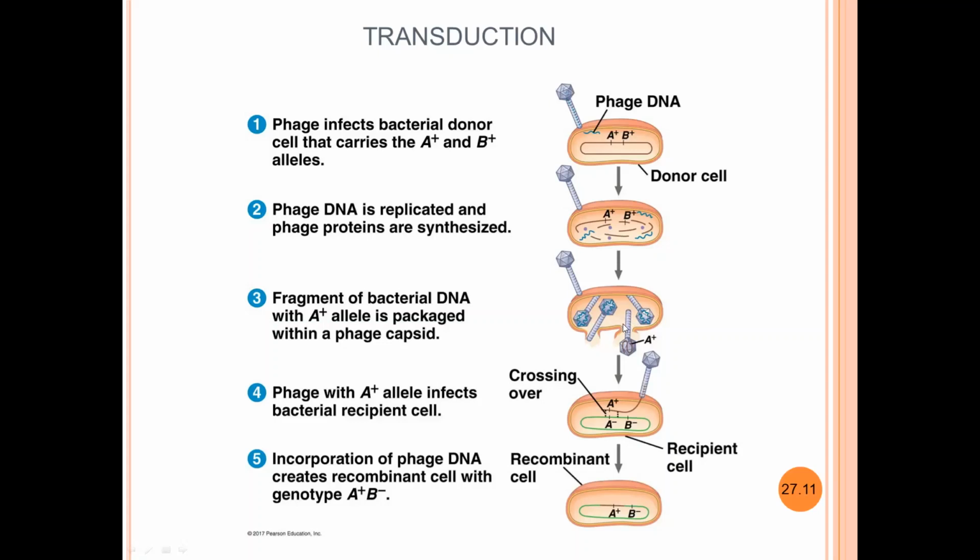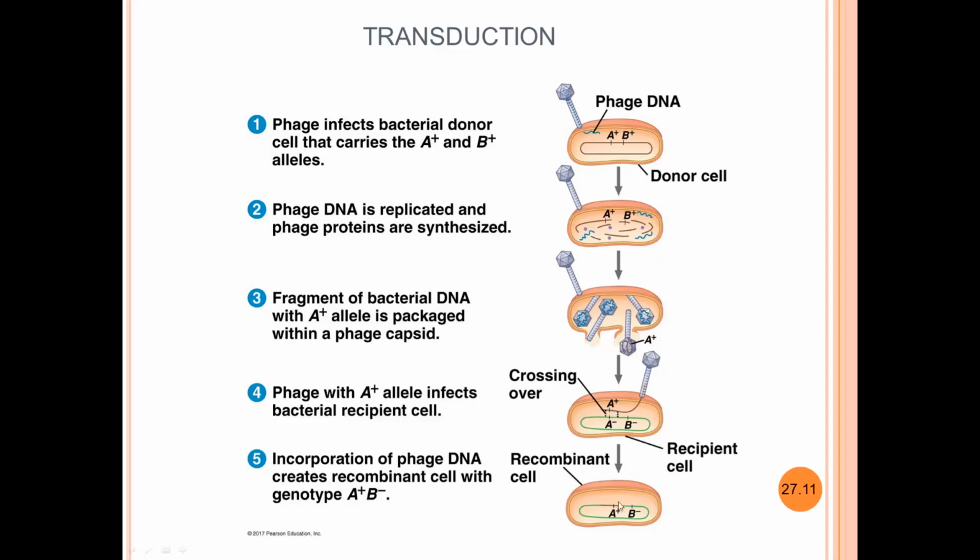So they're all released, and if we follow this one, it's going to go and infect a bacterial cell, and it's going to inject its DNA. And if you notice the A plus here, that's just trying to show you that that's a piece of genetic information from the original bacterial cell. And that DNA then comes in from the original bacterium and inserts itself into the new bacterial cell, replacing the A minus with the A plus.